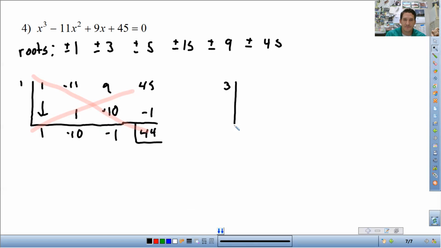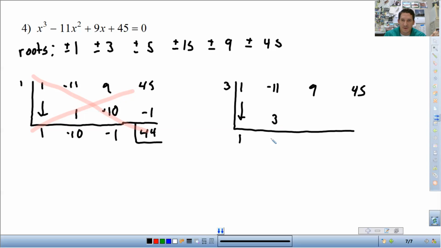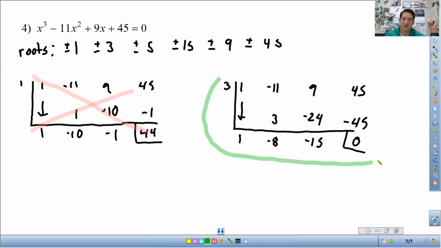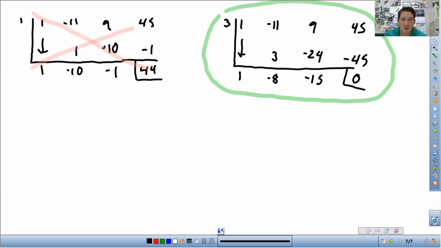So we're going to do 3. So 1, negative 11, 9, 45. So 1 times 3 is 3. So negative 11 plus 3 is negative 8. Times 3 is negative 24. Plus 9 is negative 15. Times 3 is negative 45. Add, we get 0. Awesome. Here is our solution. All right. So we're going to finish solving this.